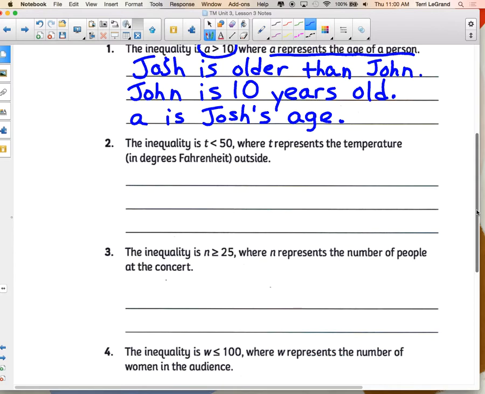Okay, number 2, the inequality is T is less than 50. Okay, well let's circle that. Where T represents the temperature in degrees Fahrenheit outside. So we can't use the words is less than in our statement. No, we're going to write a situation that would lead us to say this is the inequality symbol we should use. So, who thinks they have one for us?